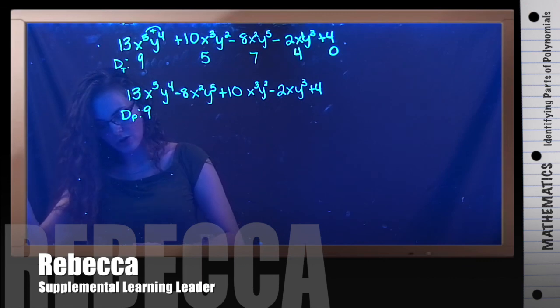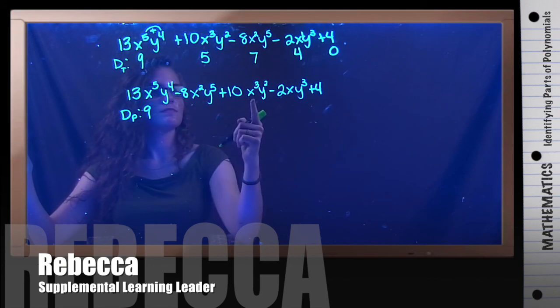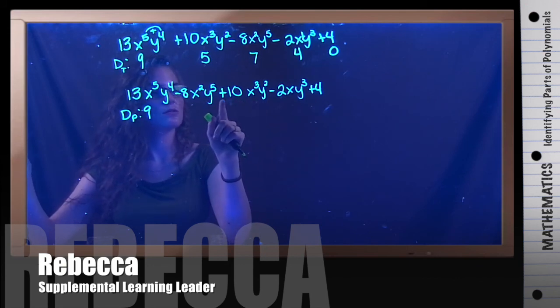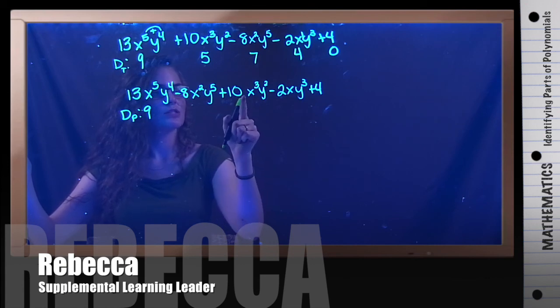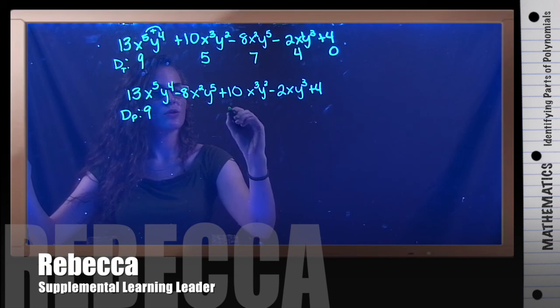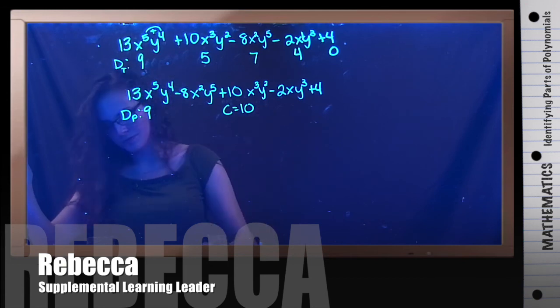Now it says, what is the coefficient of the third term? The third term is this one, because this is the third one separated by a plus or minus. And the coefficient is always the number right in front of the variables. So the coefficient of the third term is 10 without the variables.